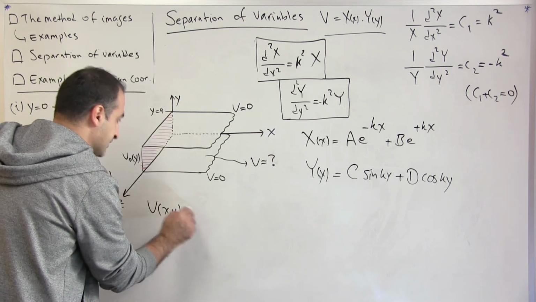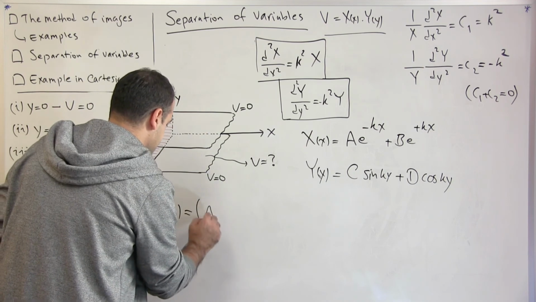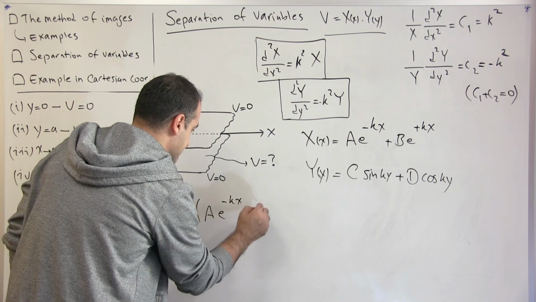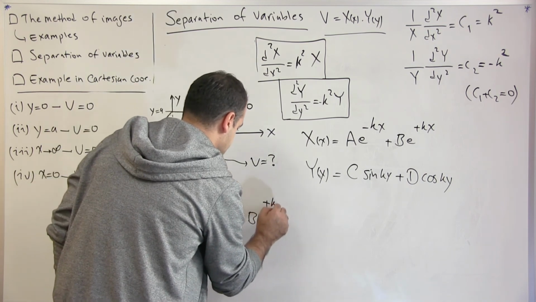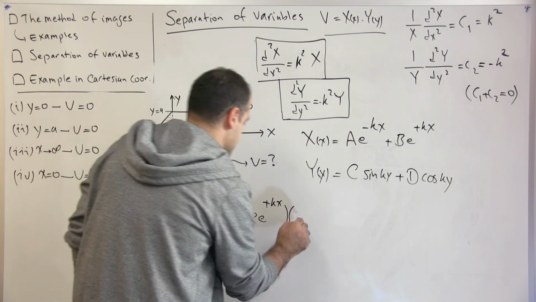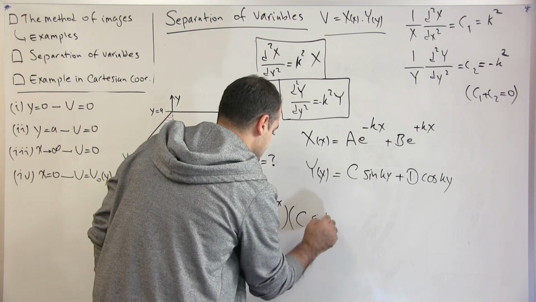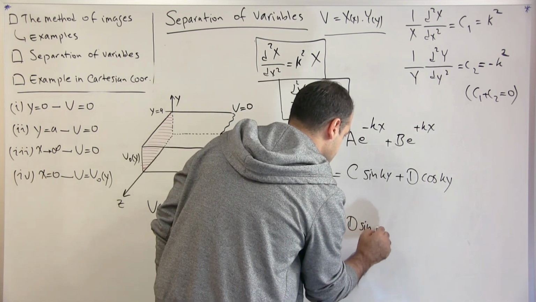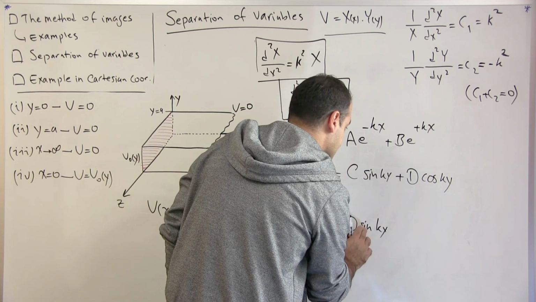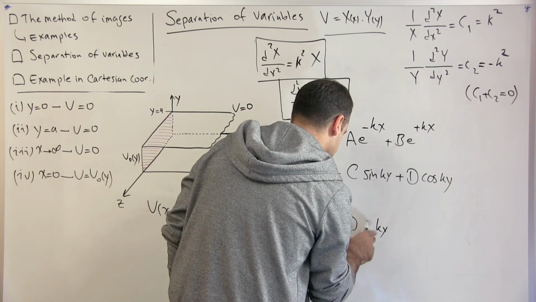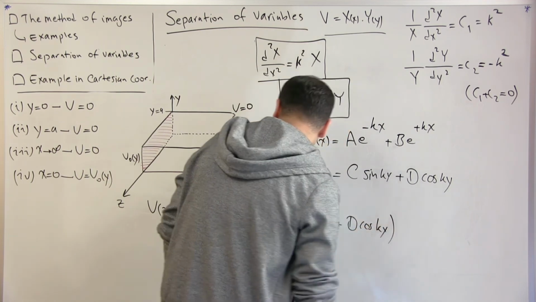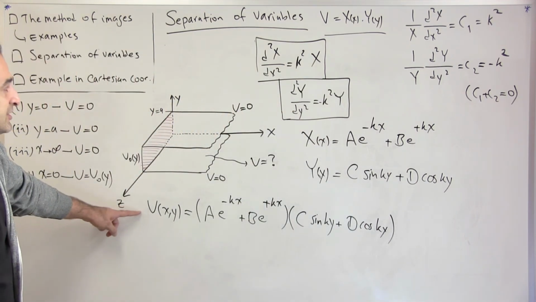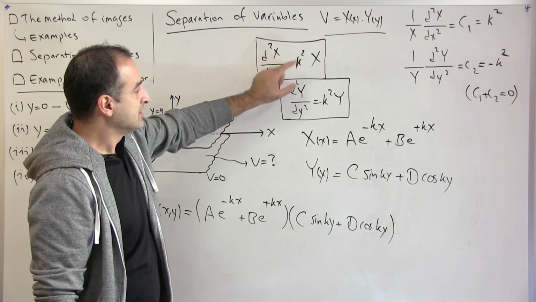And if V is X times Y, you can already say that a general solution for V of xy so far is A e to the power of negative kx plus B times e to the power of positive kx, times C sine ky plus D cosine ky. Okay, and this is the solution that we came up with from these two equations.